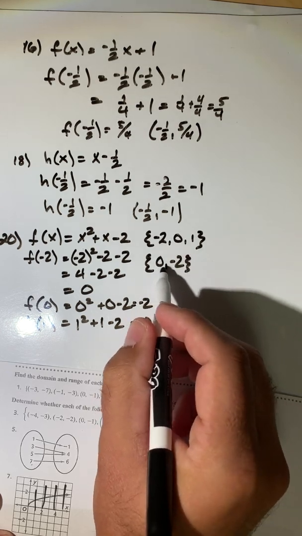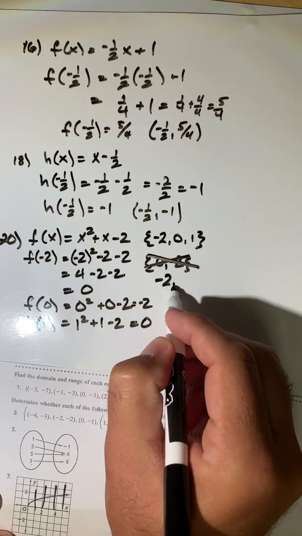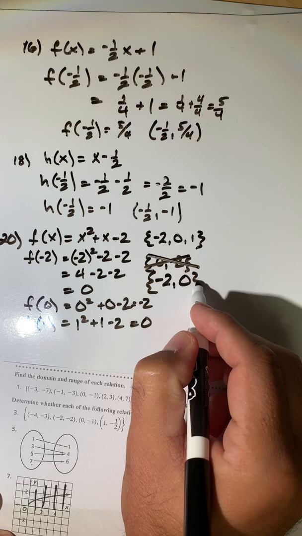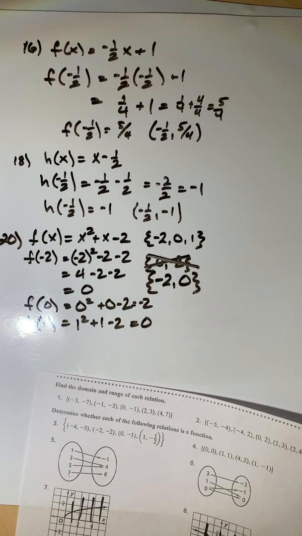Now we would like to see this written in order from smallest to largest, so we'll just go ahead and rewrite that as negative 2 and 0. And there's my range. And then the last one, 22.